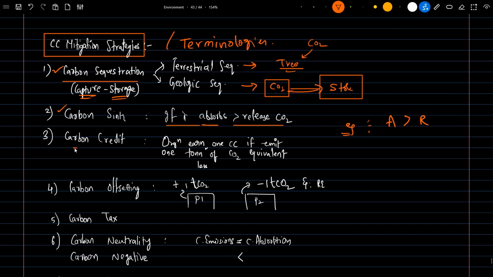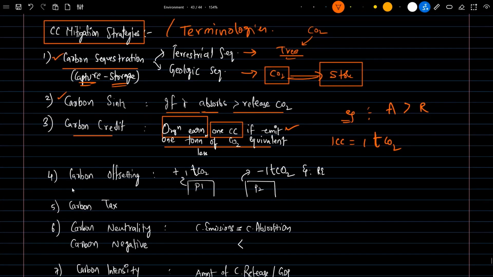Next concept is carbon credit. An organization can earn one carbon credit, let's say. So when can it earn one carbon credit? If it emits 1 ton less amount of CO2, then it can earn one carbon credit. So we can say like this: one carbon credit is equivalent to 1 ton of CO2 emission.